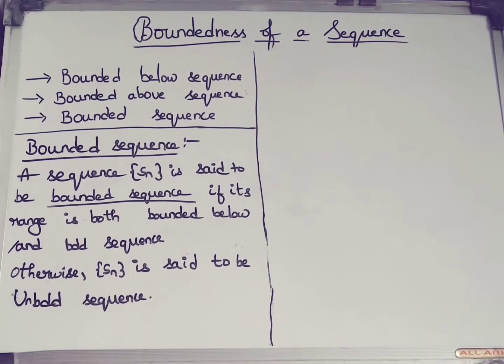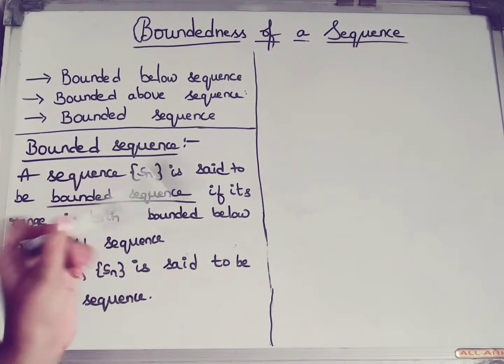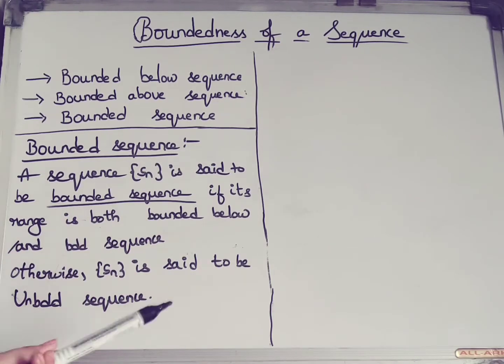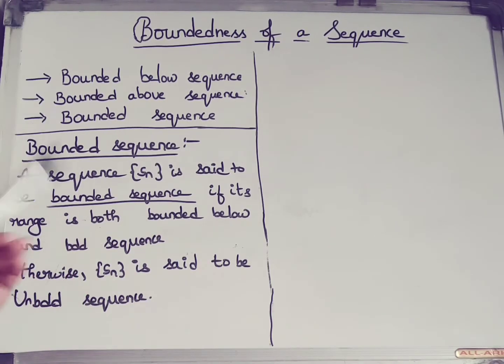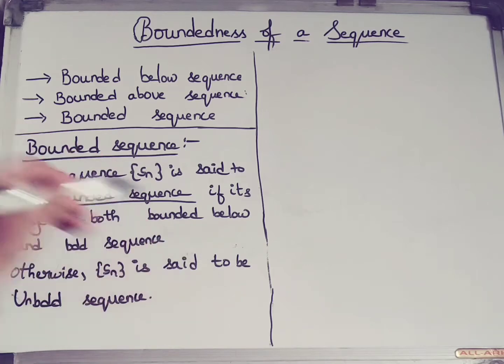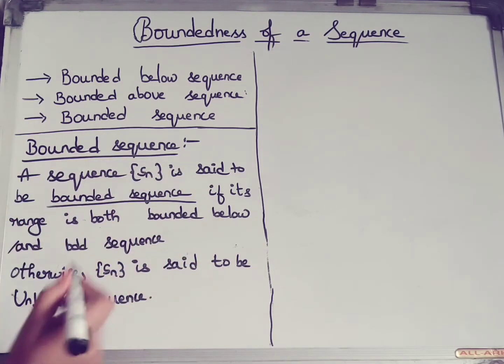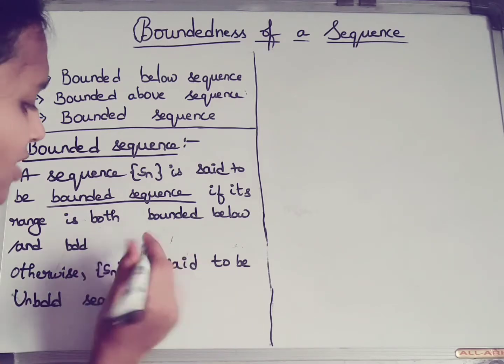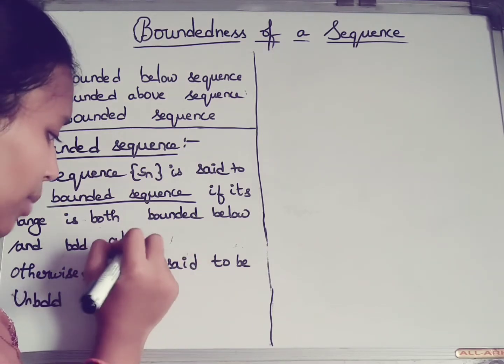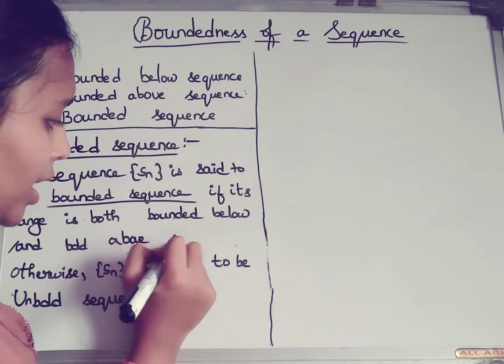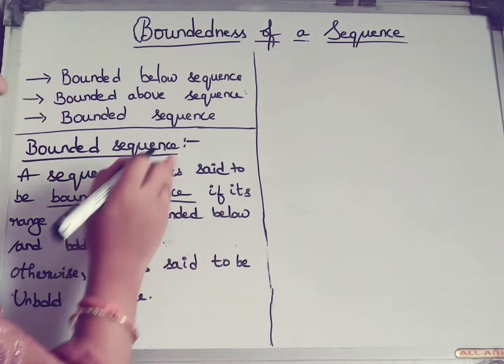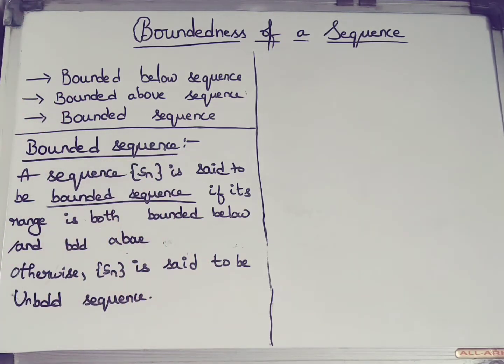Next definition, bounded sequence. A sequence is said to be a bounded sequence if it satisfies one type of condition. What is that condition here? If its range is both bounded below as well as bounded above, then we say that that sequence is a bounded sequence.